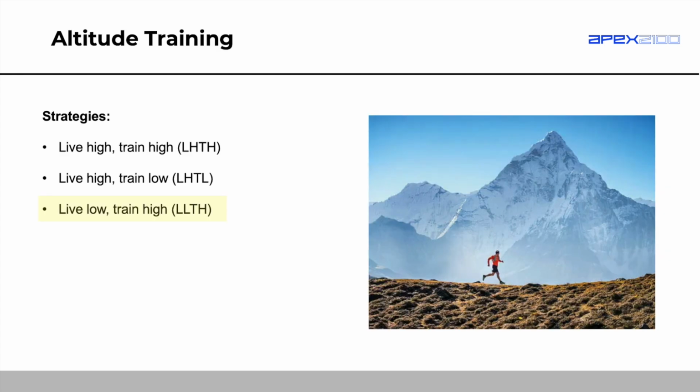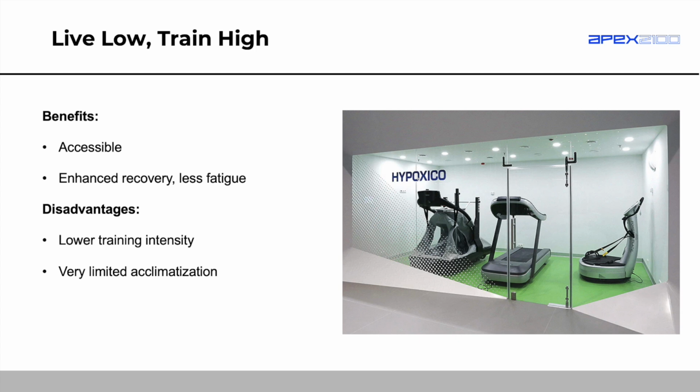The last one is live low, train high. So the benefit of this is, firstly, it can actually be accessible. There are lots of low oxygen training facilities now. So you can see in the picture that there are things like this. Even at regular gyms now, some of them have these hypoxic rooms where it's just a room where they reduce the oxygen in that room. So it seems like you're training at a high intensity. You can also have enhanced recovery and less fatigue with this method, because as soon as you leave the room, you're getting all that oxygen back, and that's promoting recovery.